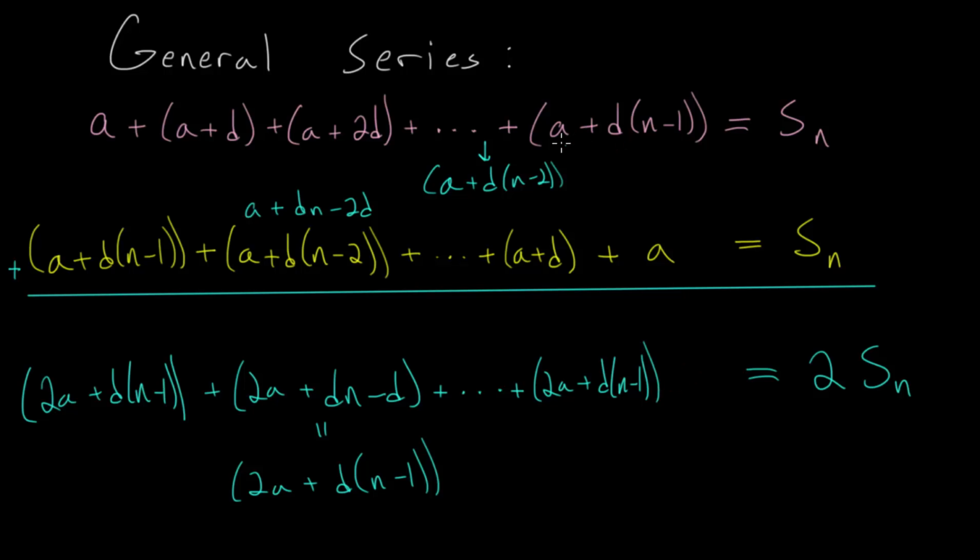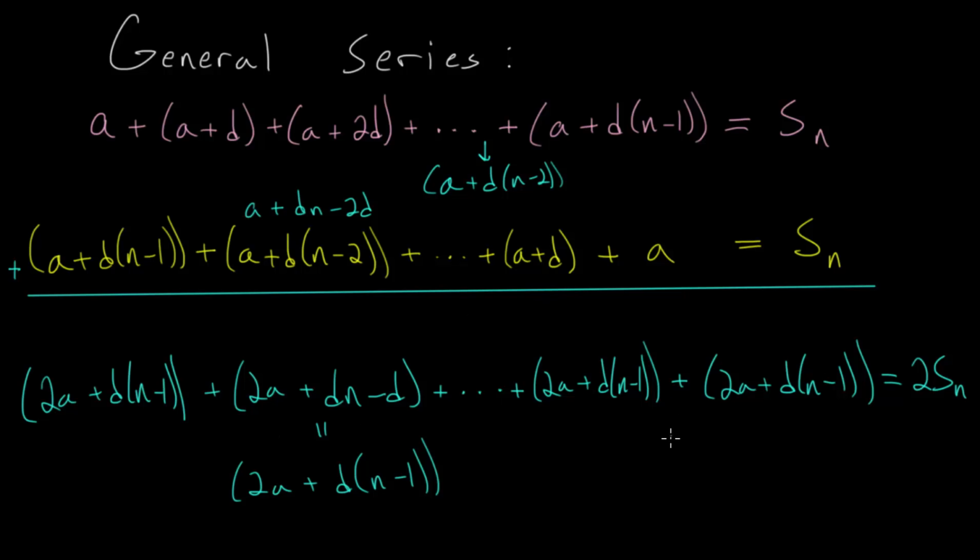And lastly, we add the first term and the last term, but we already did that over here. We know that that's just 2a plus d times n minus 1. So we'll get that one more time. The 2a plus d times n minus 1. It's a little crammed there, so let me rewrite all this.